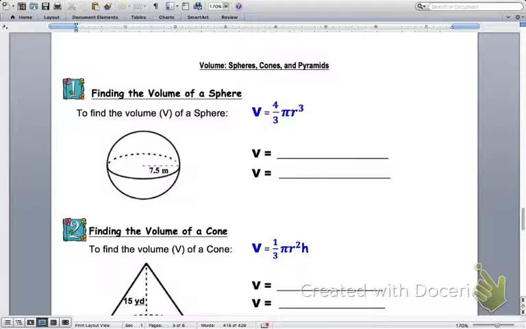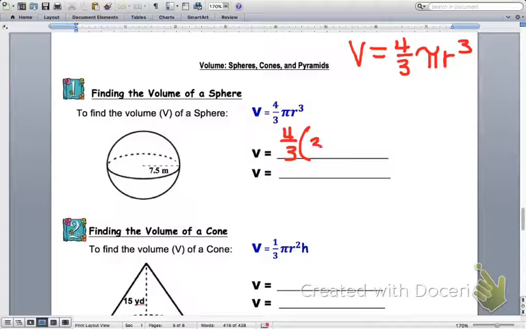Let's go backwards in our notes to our sphere. This is just a formula that you're going to have to take some time to memorize. The formula that we're going to use to find the volume of our sphere is 4/3 pi r cubed. When we memorize this formula, we can just plug in what we know. We're going to approximate pi to be 3.14. The radius is given to us here, 7.5 cubed.